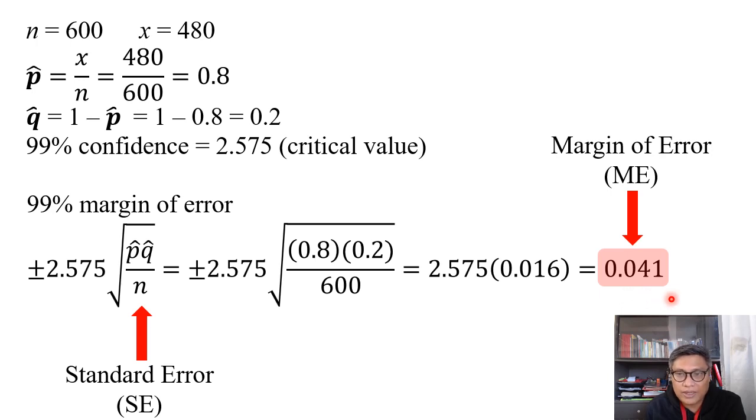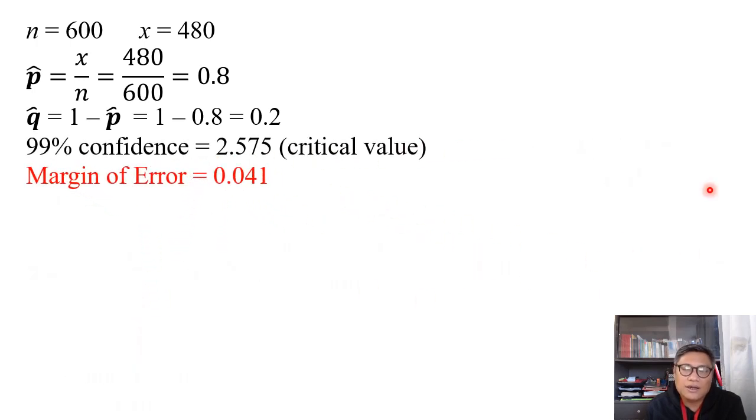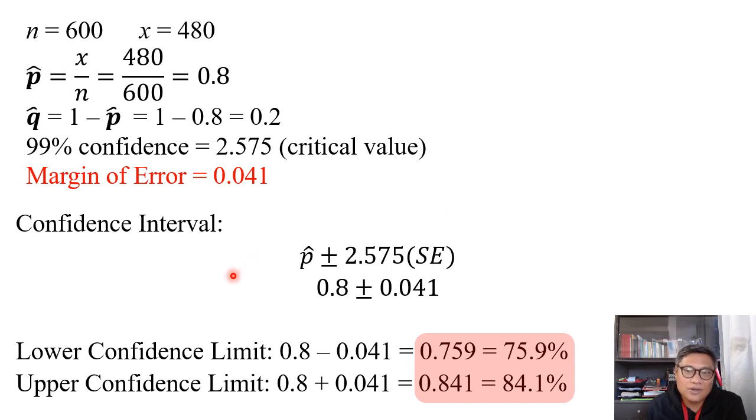0.041. And this margin of error, class, will be the one that we are going now to add and subtract to our point estimate, the sample proportion of 0.8. So we have our confidence interval, the point estimate proportion, plus and minus the margin of error. So the point estimate is 0.8, this is the sample proportion, plus and minus the margin of error of 0.041.